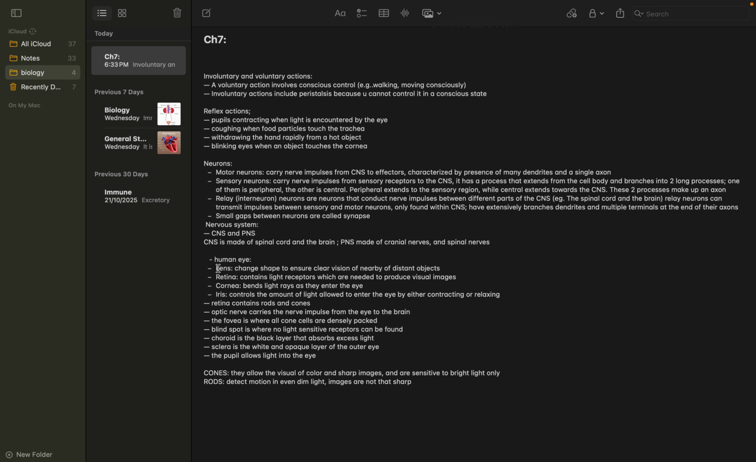Now, relay neurons are also called interneurons, and they conduct nerve impulses between different parts of the central nervous system, for example, the spinal cord and the brain. Relay neurons can transmit impulses between sensory and motor neurons, and they're only found within the central nervous system. They're characterized by extensively branched dendrites and multiple terminals at the end of their axons. So they're quite branched, and you can see in the diagram in the quiz that they're quite different from the other neurons.